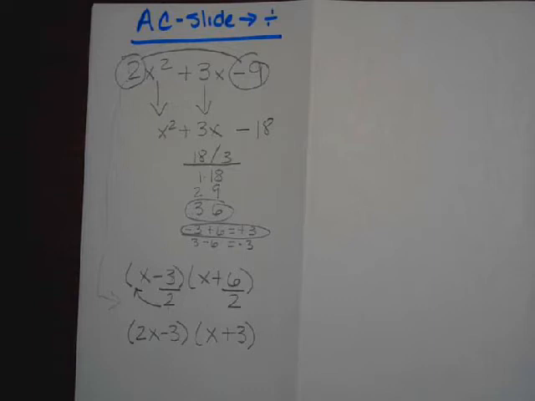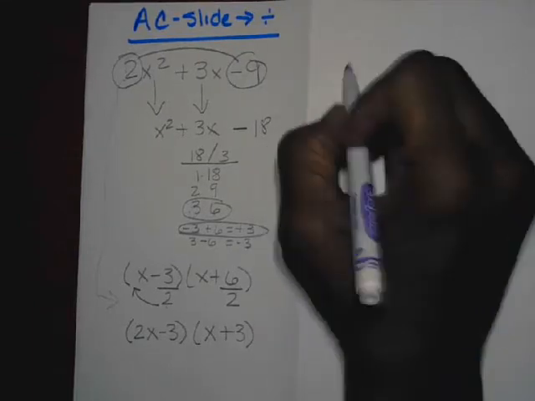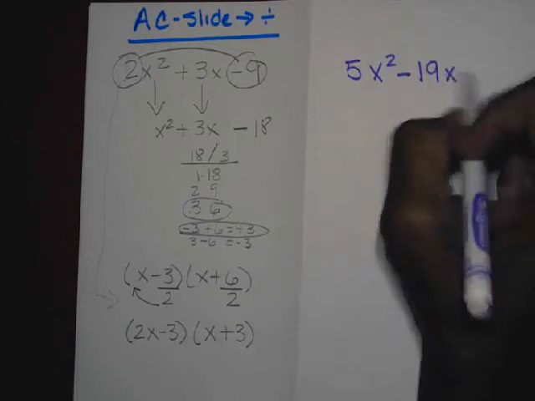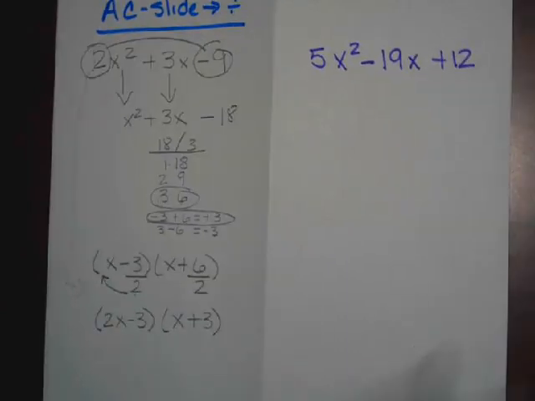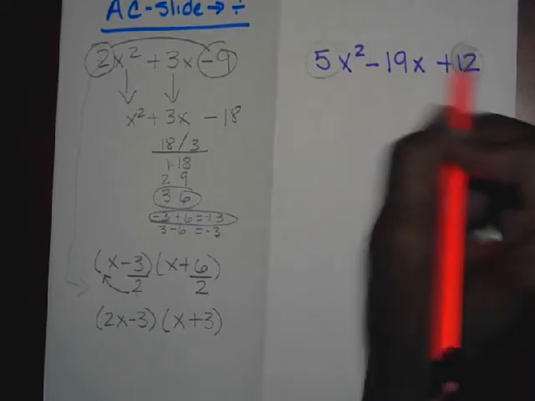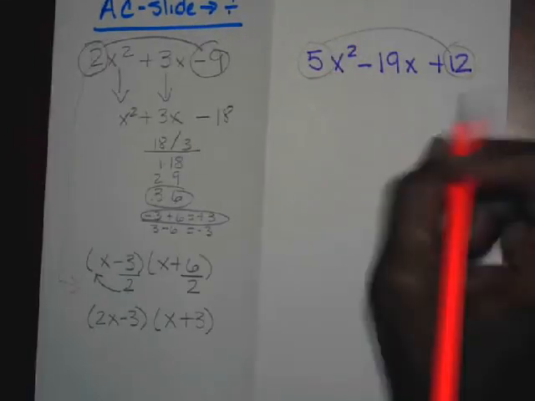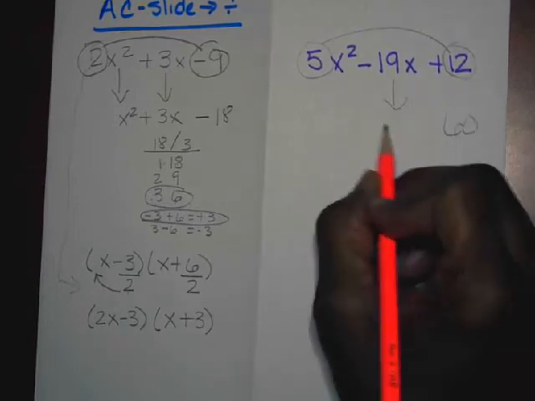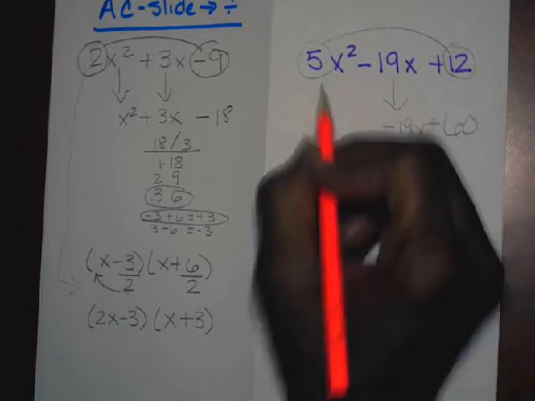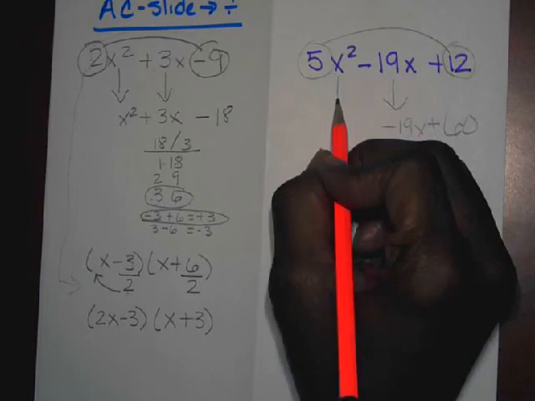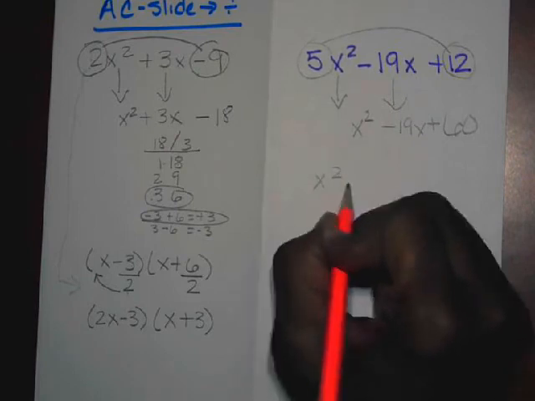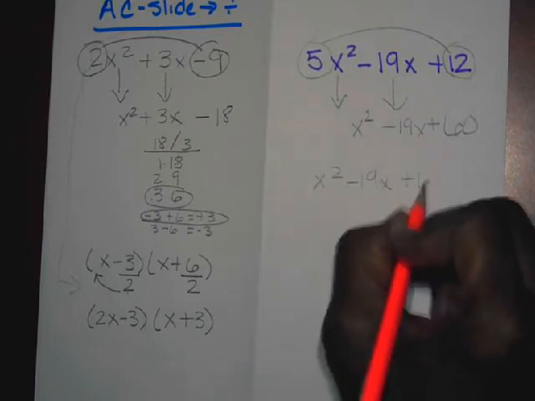All right, let's try another one. Let's try 5x squared subtract 19x plus 12. All right, first step, multiply the first and the last. 5 times 12, what does that give me? 60. Write it down. Copy down this one. Copy down just the x squared. All right, so now I have x squared minus 19x plus 60.